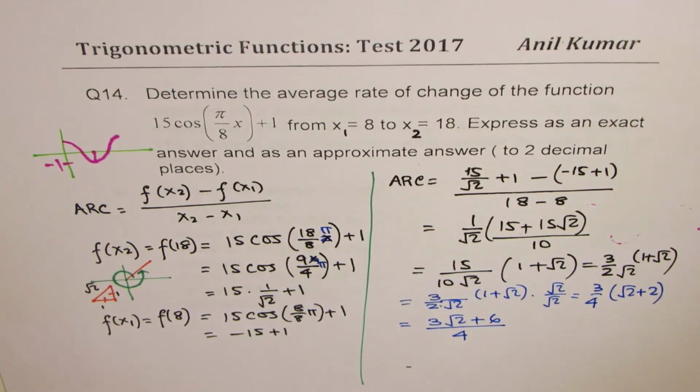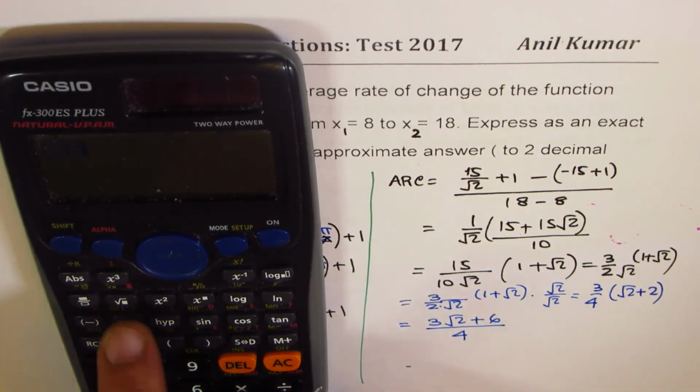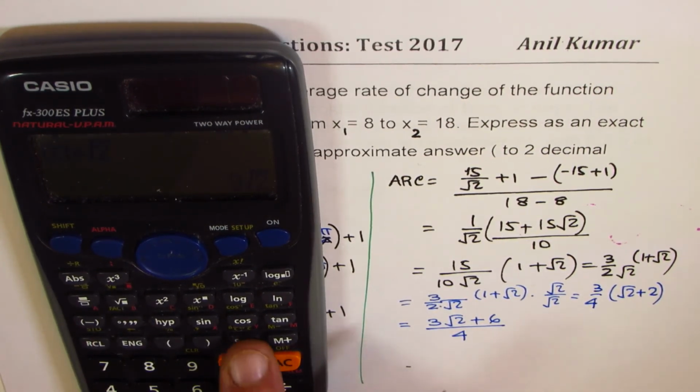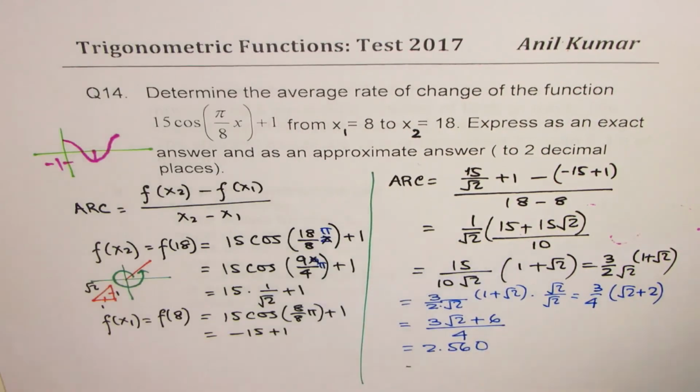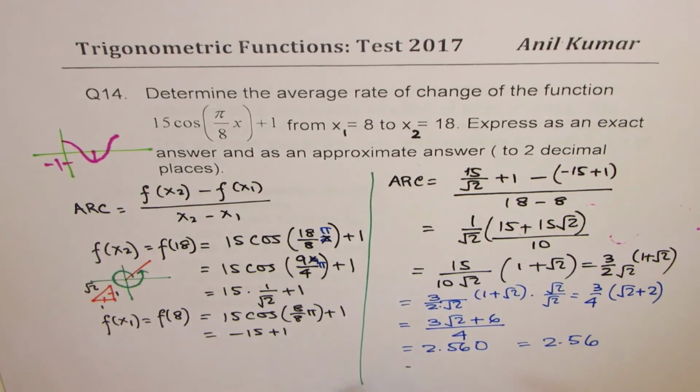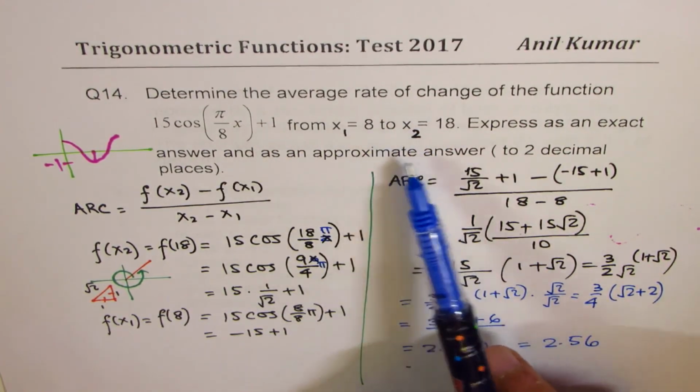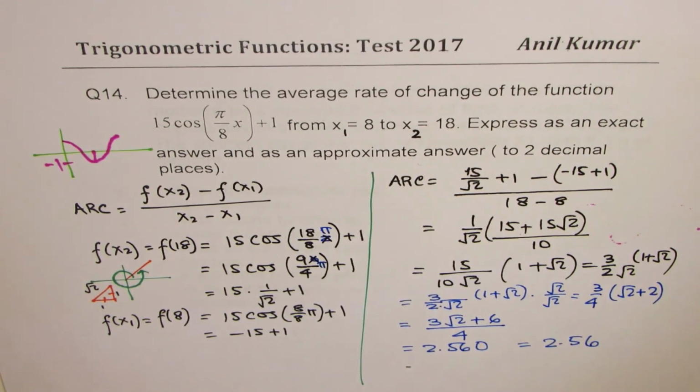Now to find the decimal value, we'll use the calculator. We have 3 times square root 2, and we'll add 6 to it, and then divide by 4. So the decimal value here is 2.560. Since we have to round it to 2 decimal places, I could write this as 2.56, and no units are given here, so we'll just leave it like this. Perfect. So the answer to 2 decimal places is right there, and the exact value is this. I hope it makes sense, and I hope that's a good revision on rate of change in this particular unit for sinusoidal functions.